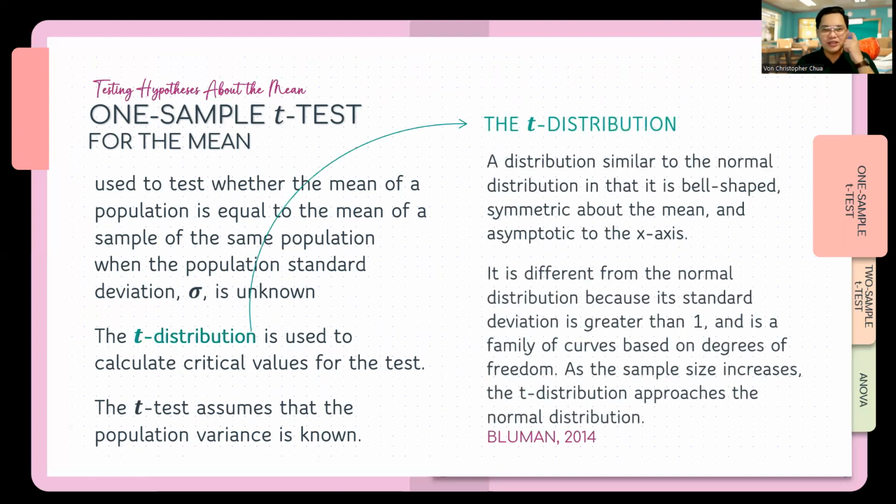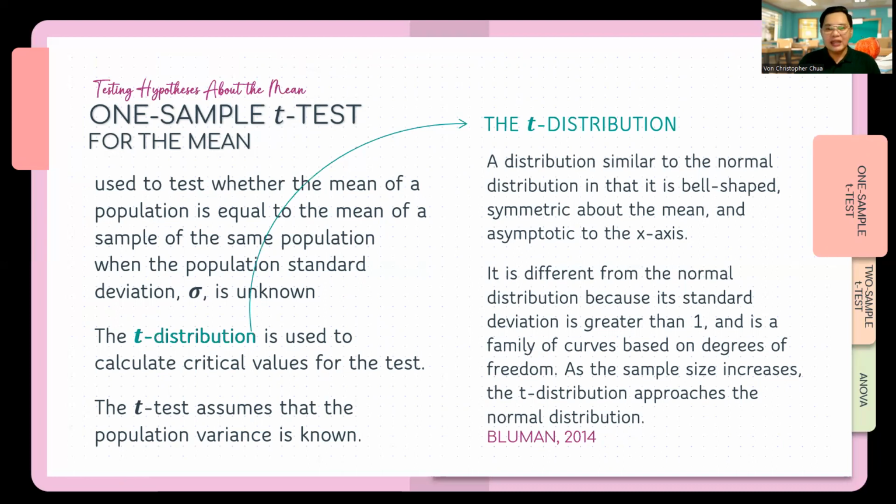We've already presented the concept of the t-distribution in one of the lessons that we talked about in the third quarter. But just to remind you, the t-distribution is used whenever we are working with a sample size that is usually less than 30. This is a distribution that is similar to the normal distribution. So if you remember the different characteristics of the normal distribution, some of these characteristics are also evident in the t-distribution. What are these characteristics? The t-distribution is also bell-shaped. It is symmetric about the mean, and it is asymptotic to the x-axis.